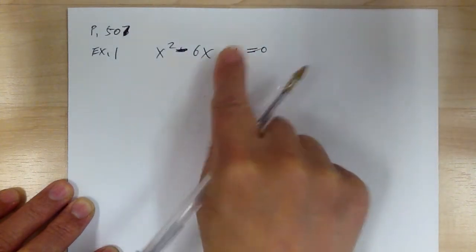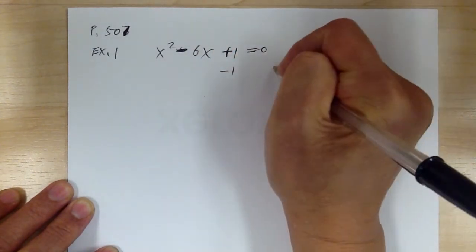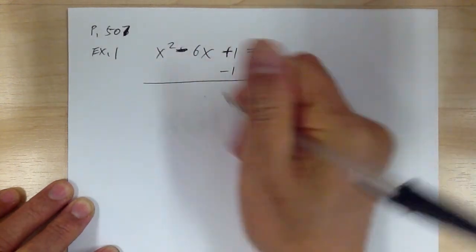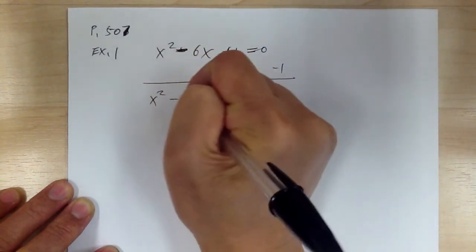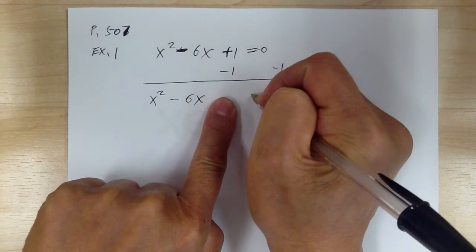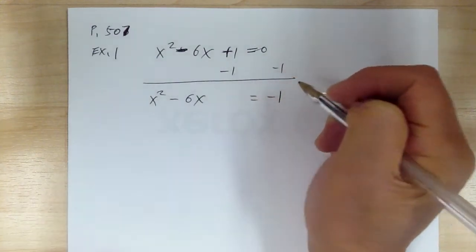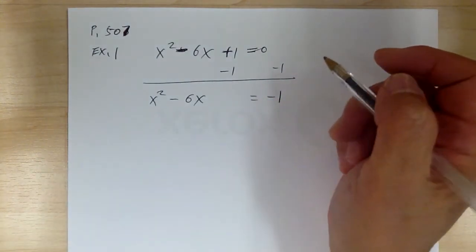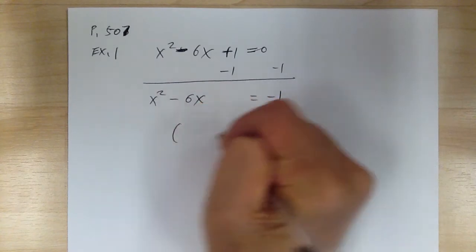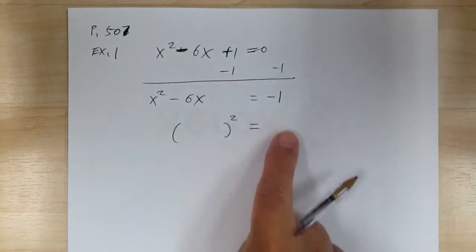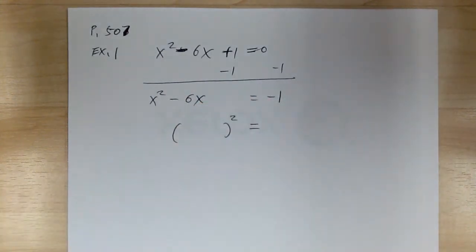First, let's get rid of this number. So minus 1 on both sides. And make sure you line up your equal signs, and leave a blank space over here. The next thing you want to do is try to get into a perfect square. Okay, get your template ready before you start to fill in blanks.